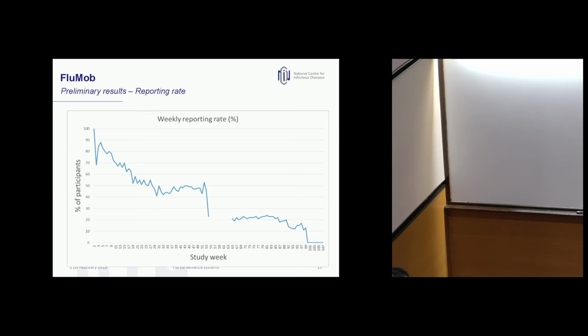So in terms of the reporting and just the whole idea of getting people to report every week if they have symptoms or not, for us, about 50% seems to be relatively okay. It's not too bad. If we have a bigger database, a bigger participant pool, and we can get 50% of them reporting.